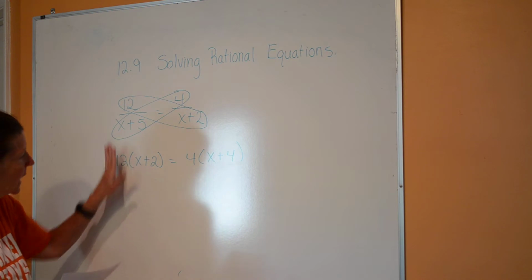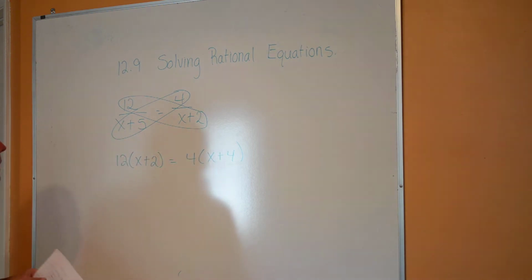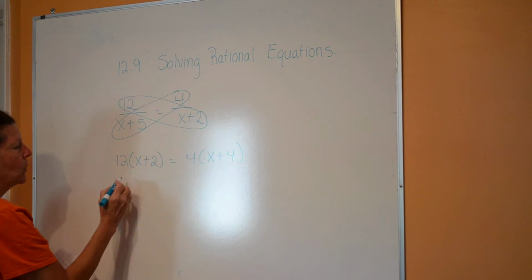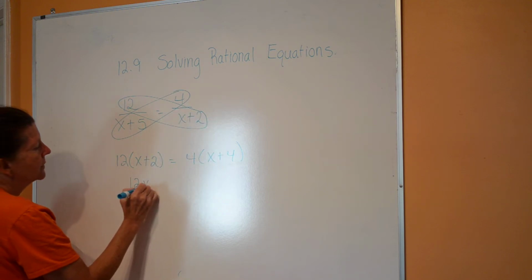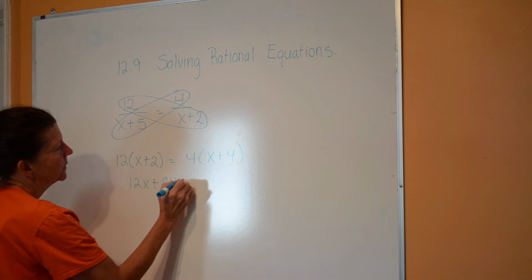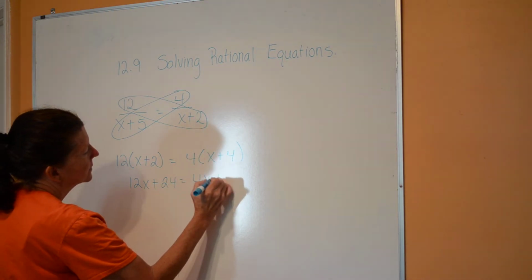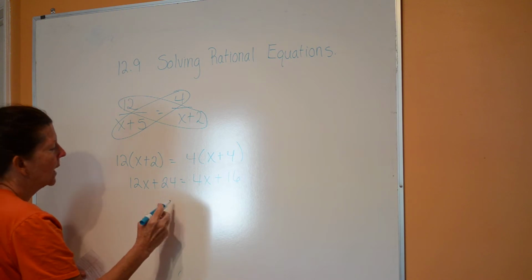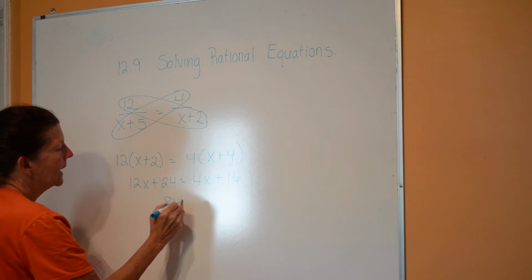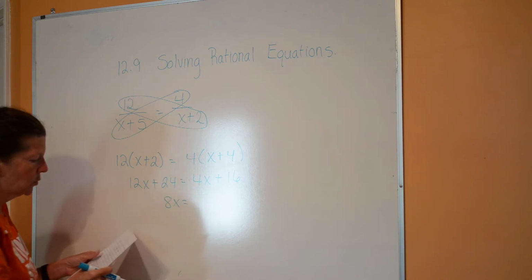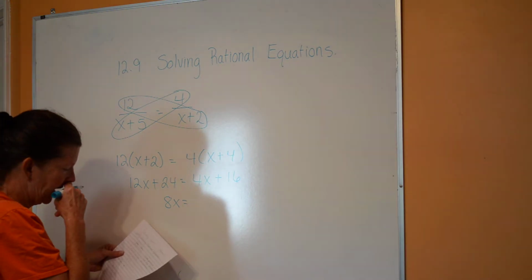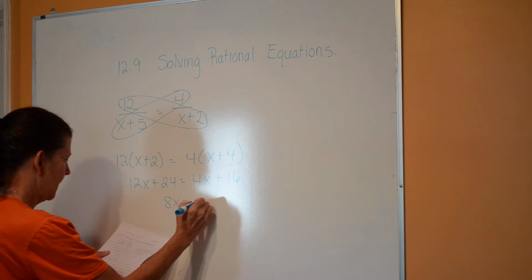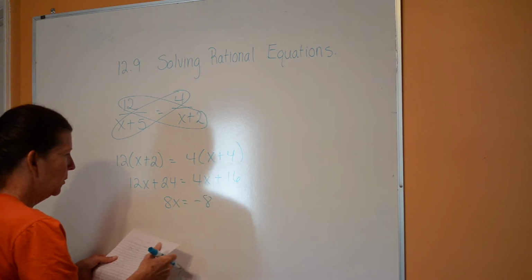Don't forget that you're going to have to use the distributive property, because it's not just 12 times x, it's 12 times 2 as well. So that's 12x plus 24 is equal to 4x plus 16. And then I'll solve. I'm going to subtract the 4x. That gives me an 8x. I'm going to subtract the 24. That would give me, let's see, negative 8, if you will.